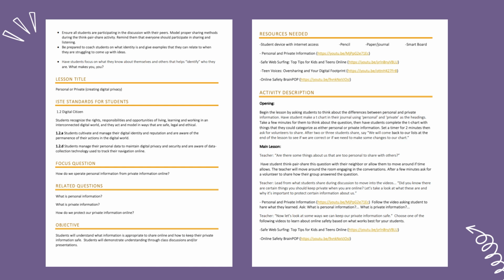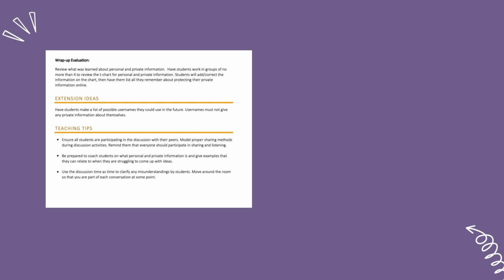After making our list, we moved into a lesson on what each of these are. We watched a video, then had a class discussion on what personal and private information is. We then explored ways to keep our private information safe when surfing the web and interacting online. As a culminating activity, students went back to our T-chart and corrected any items placed in the wrong category and added new items that they had learned from the lesson.